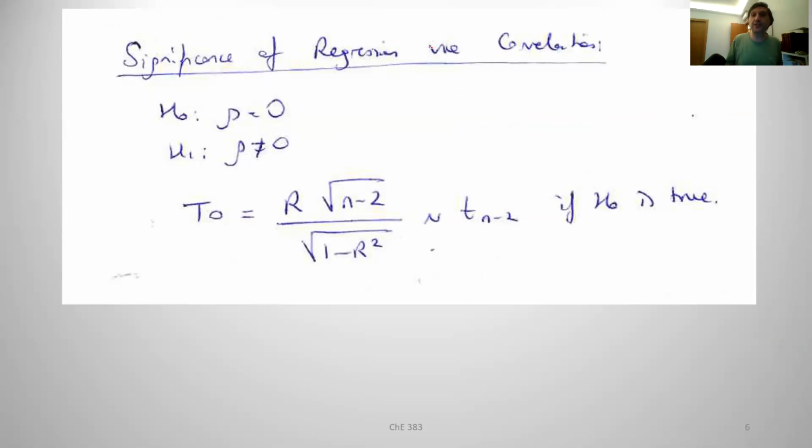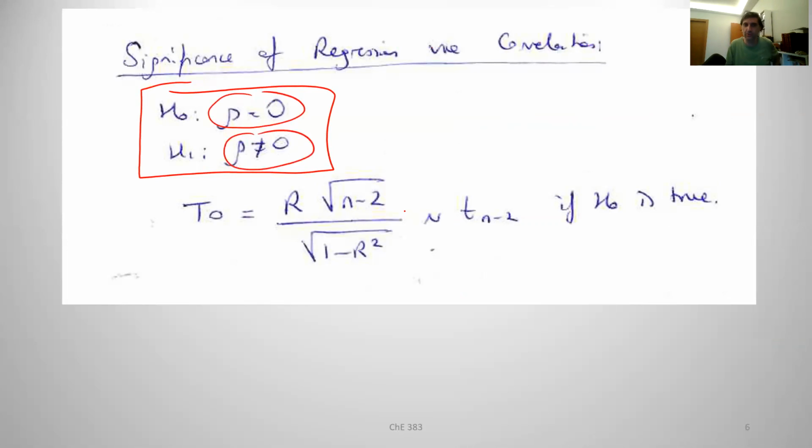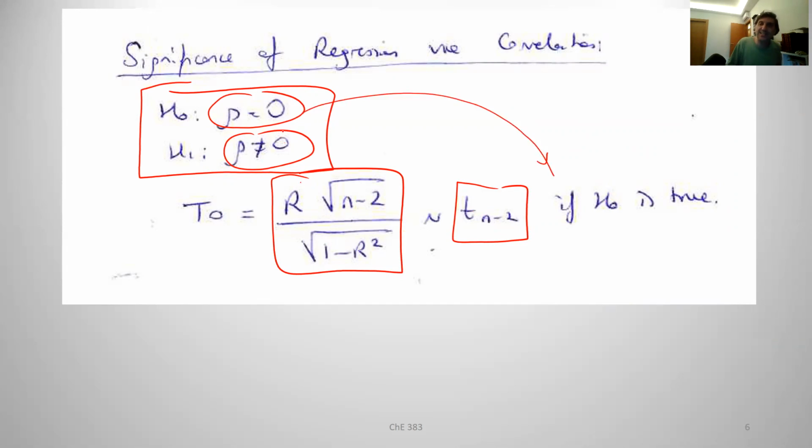Significance of regression via correlation can be employed using this test. The null hypothesis is that the correlation is equal to 0, and the alternative is that the correlation is not equal to 0. In this case, the statistic that we use will be R times square root n-1 over 1 minus R square. This statistic itself is going to be t distributed with n-1 degrees of freedom if the correlation is 0. So using this test, we can see whether there is a significant relation between two random variables or not.